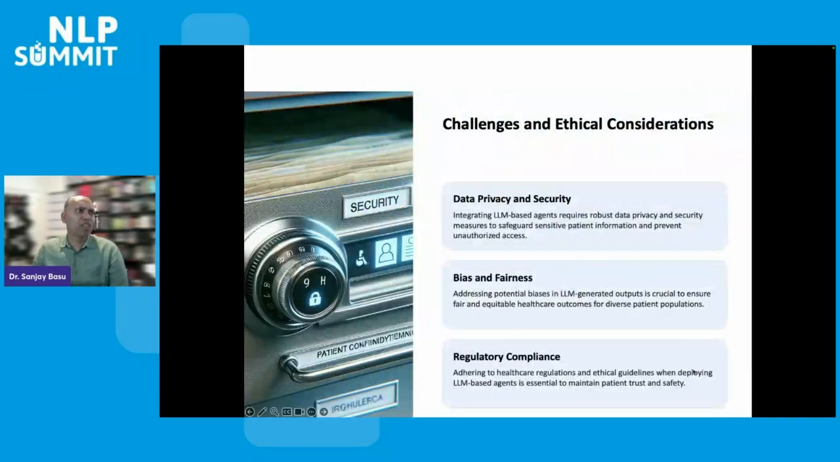Some of the challenges and ethical considerations are around data privacy and security. So integrating LLM-based agents requires robust data privacy and security measures to safeguard sensitive patient information and prevent unauthorized access. There are also risks around bias and fairness. Addressing potential biases in LLM-generated outputs is crucial to ensure fair and equitable healthcare outcomes for diverse patient populations, and also adhering to healthcare regulations and ethical guidelines when deploying LLM-based agents is essential to maintain patient trust and safety.